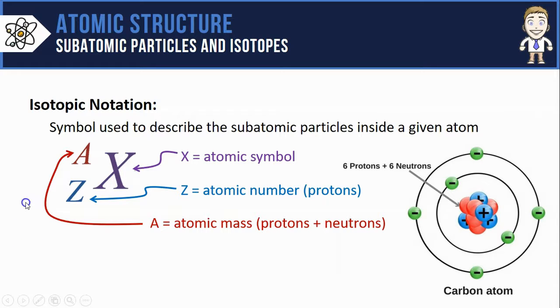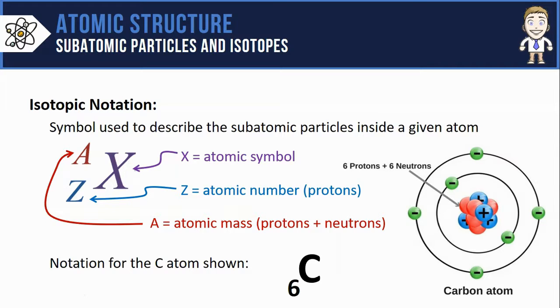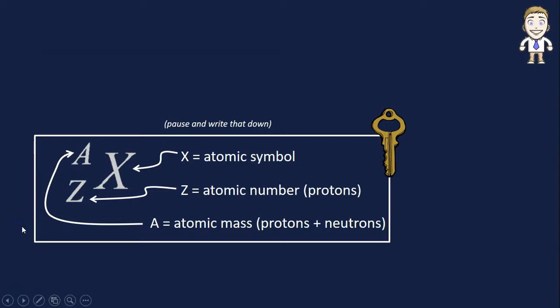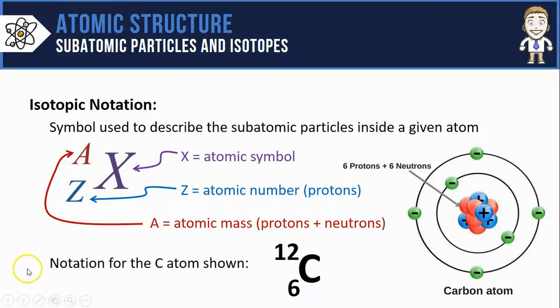So if we were to apply this notation style to the carbon atom shown, I'd start off with a capital C because that's the element symbol for carbon. I'd put a 6 on the bottom left because this atom has 6 protons, and I'd put 12 on the top left because there's also 6 neutrons, and 6 plus 6 gives me a mass of 12. We use this notation style a lot in chemistry, and it's another key idea for the video. Make sure you pause and write it down.